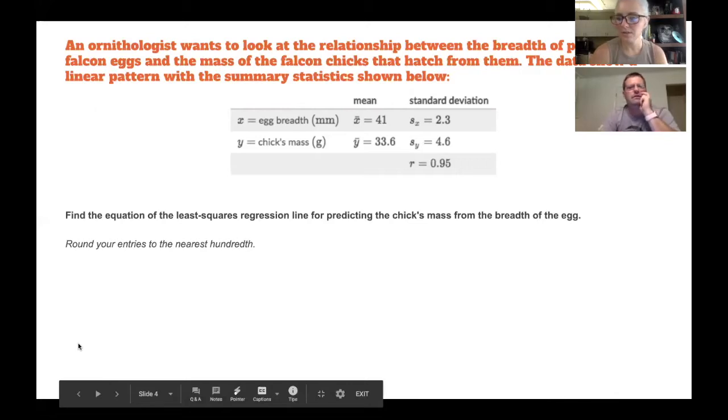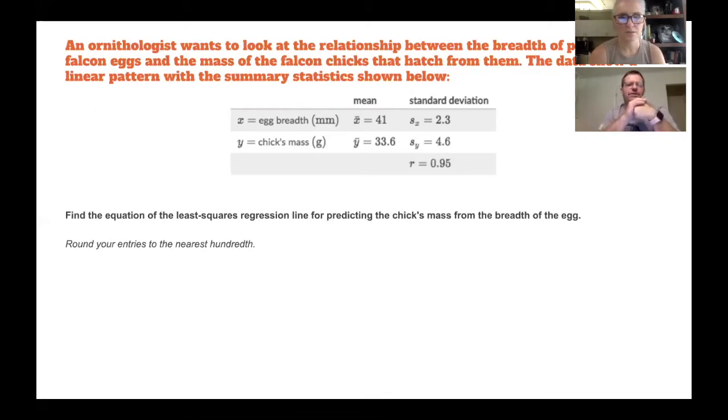So you want to read? Okay, an ornithologist wants to look at a relationship between the breadth of peregrine falcon eggs and the mass of falcon chicks that hatch from them. The data show a linear pattern, and the summary statistics are in that. So all of that's been done for me and provided.